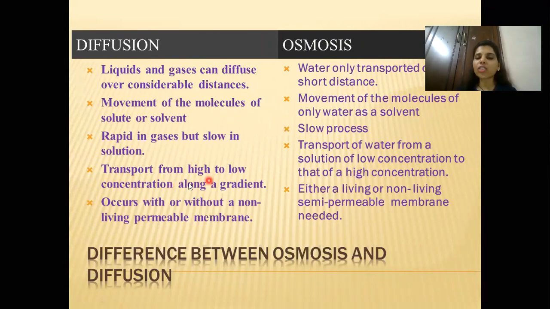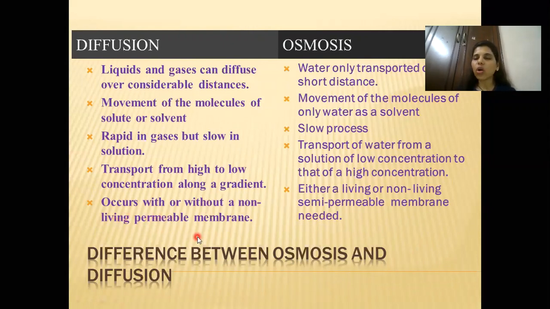Then here, transport from high to low concentration along the gradient. In this case also it is from higher to low concentration, but with respect to solute, we have written low to high. But when you are writing the definition for osmosis, use the definition which was shown in the previous slide. It will be easier for you to remember that with respect to the concentration of the water, it moves from higher concentration to lower concentration.